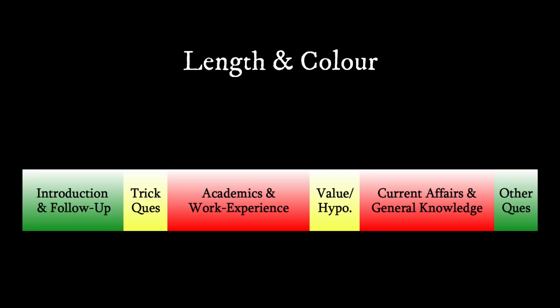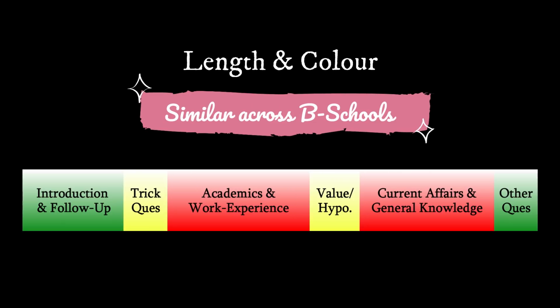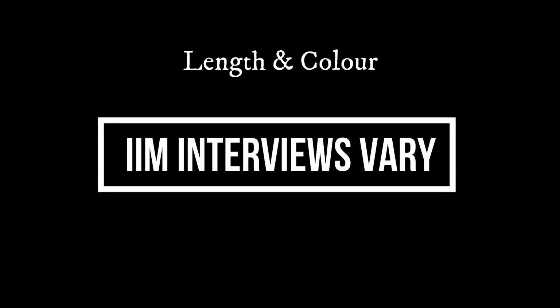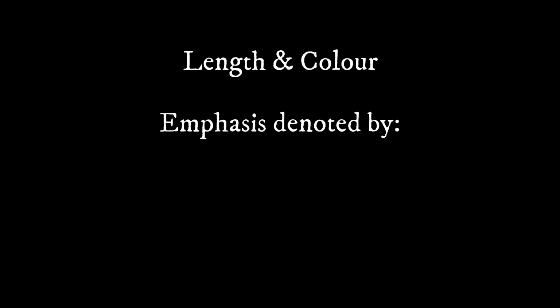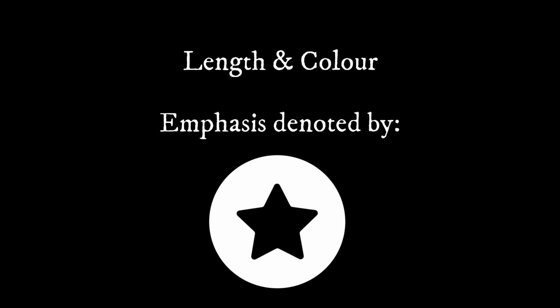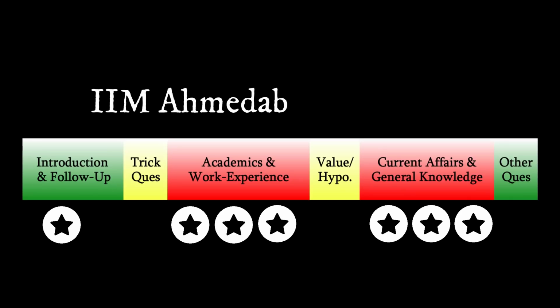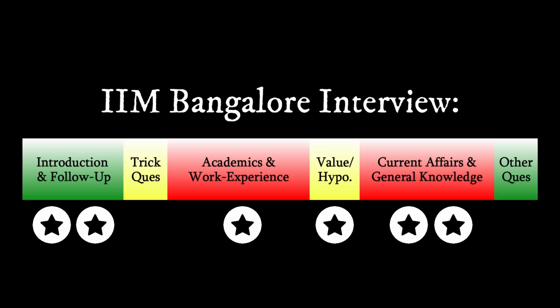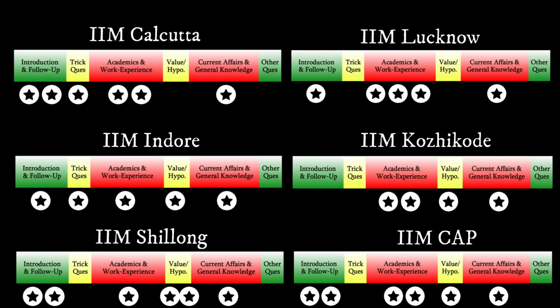Now, even though the length and the color of the boxes remain similar across the different B school interviews, IIMs certainly vary between each other. And basis my own experience, I have tried to denote the emphasis that they lay on the different aspects by using stars. So, for example, if you check out this distribution for IIM Ahmedabad, more emphasis is laid on academics and work, then the current affairs and GK based questions, and finally introduction. Whereas in IIM Bangalore, the split is more balanced towards introduction, current affairs, and some questions around academics and value based types are also asked. I have recorded the observations of the other IIMs as well, and basis the calls that you get, you can check this out after your result and prepare accordingly.